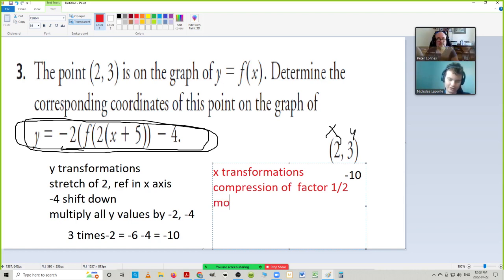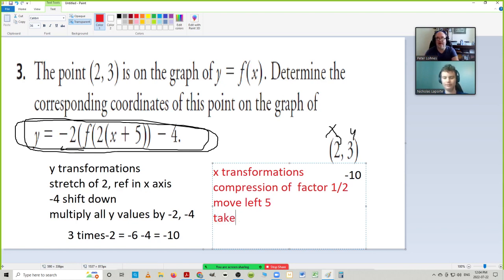Any other x transformations? Yes. 5 to the left. Okay, how would I apply that? So that means we should subtract 5. No, you always do your multiplications first. There's a multiplication here. Okay, mathematically we should do 2 times 1/2 and subtract 5. Nope. Try again. You've already defined what your compression is.